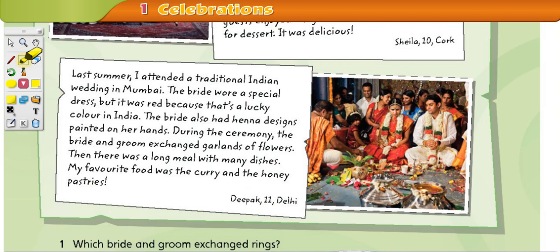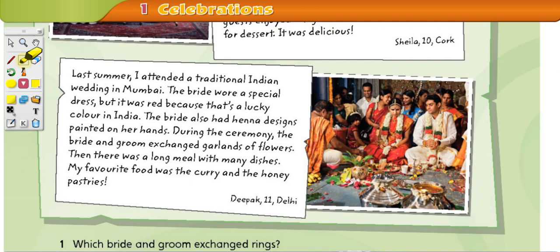Okay, let's find out some words and their meanings. So this wedding happened in India, in a town called Mumbai. It was last summer, and Dibak went to this wedding. Let's see. The bride is wearing a red gown because in India people think that this color is going to give her luck. She's going to live happily ever after.